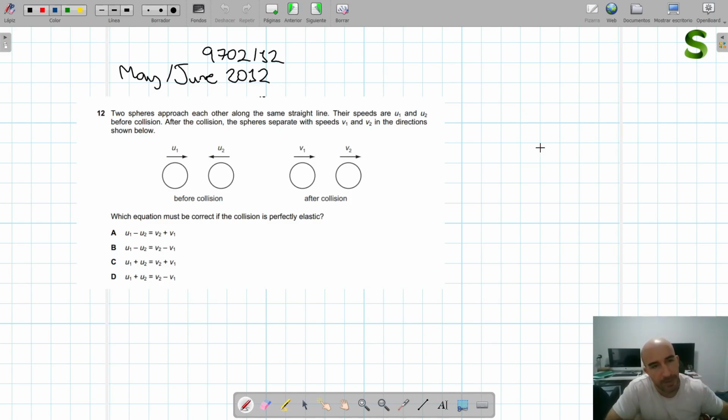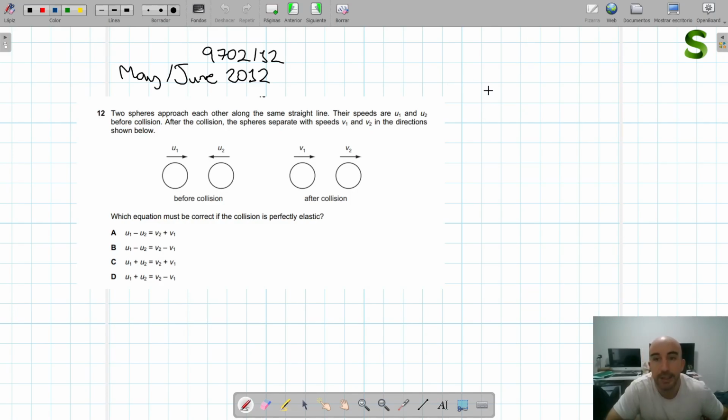So the one we're going to do is May/June 2012, paper 1-2. The question is: two spheres approach each other along the same straight line. The speeds are u1 and u2 before collision. After the collision, the spheres separate with speeds v1 and v2 in the direction shown below. Which equation must be correct if the collision is perfectly elastic?